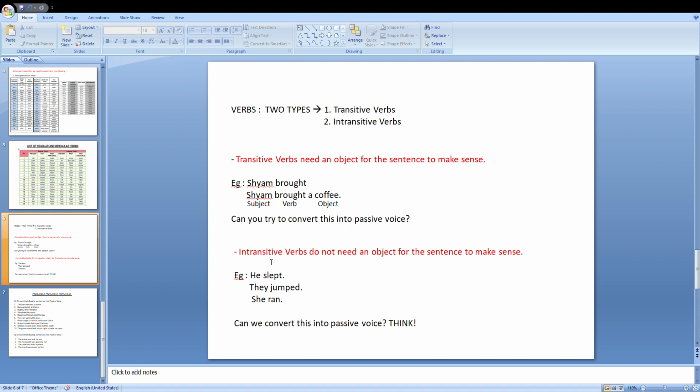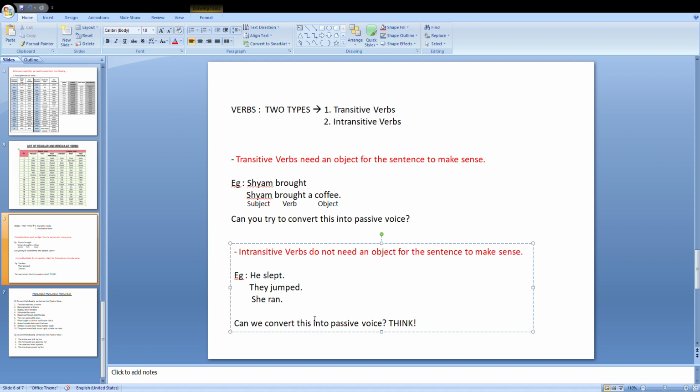For example, he slept. This sentence has a subject but does not have an object. It has a subject and a verb but no object, yet the sentence makes sense. Doesn't it? They jumped. There is a subject and there is a verb, but there is no object, and it does not even need an object for the sentence to make sense. This makes these intransitive verbs.